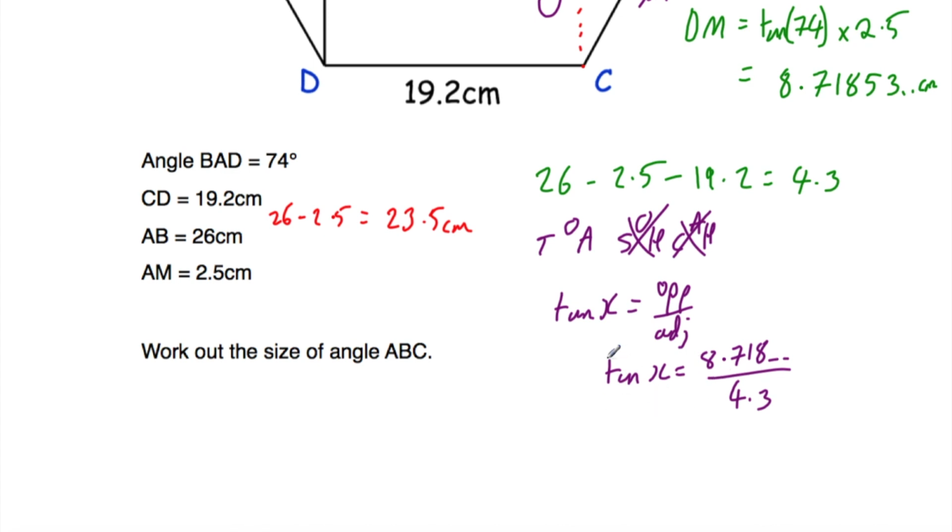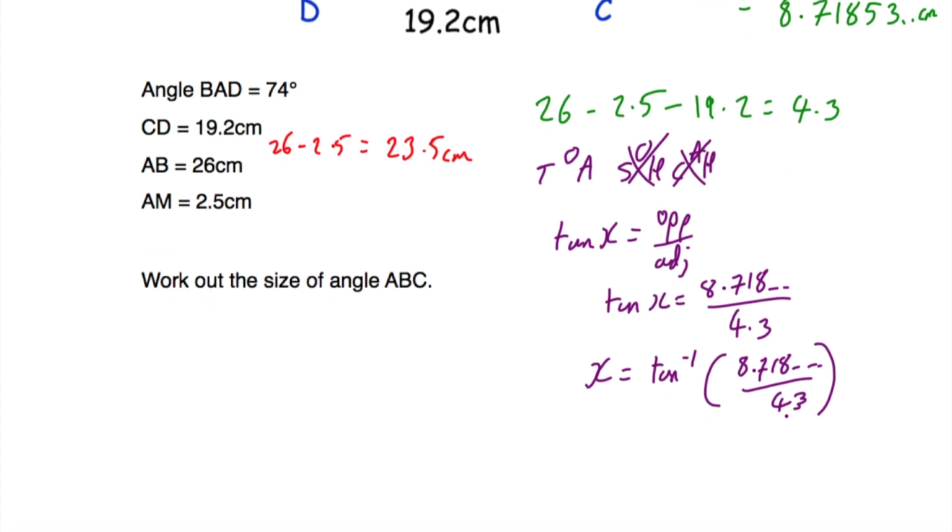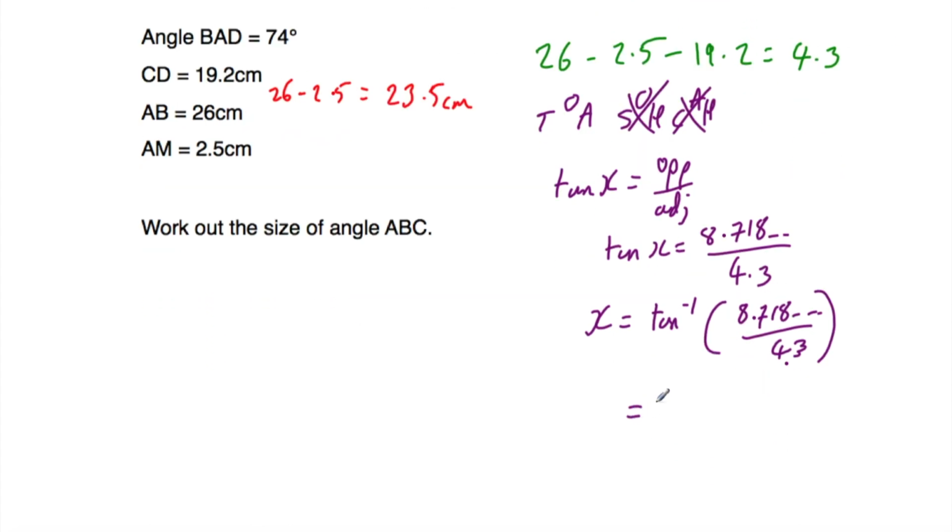But what I'm going to do is get rid of our tan by doing the inverse tan. So we get x is equal to the inverse tan, or tan minus 1, of 8.718 and so on over 4.3. Close brackets. And let's just type that in our calculator. Is equal to, so x is equal to 63.747 and so on degrees. And let's just round that. Let's round to two decimal places. That'll be 63.75 degrees. And that's it.